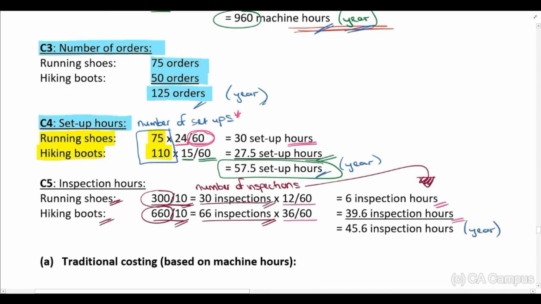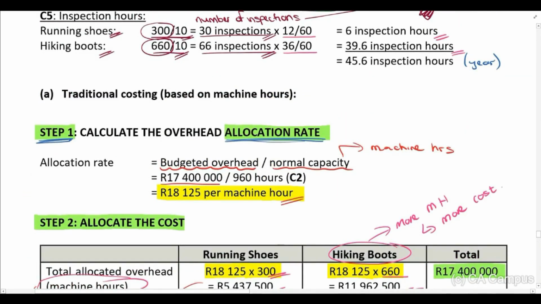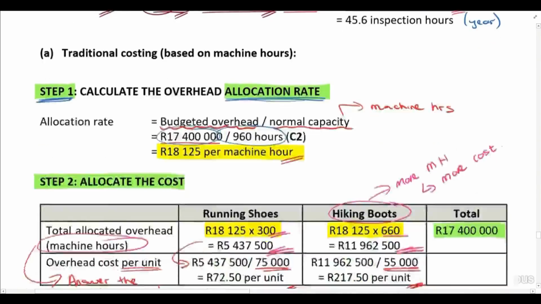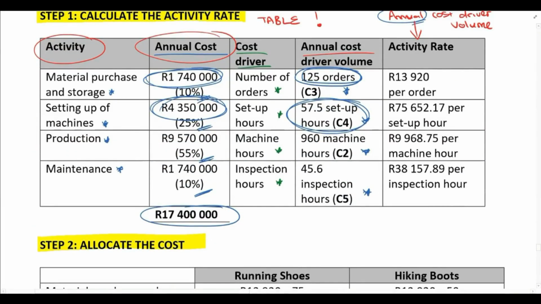You're being consistent. And you can see we're doing exactly the same thing that we did with traditional costing. We take the cost and we divide by our cost driver. But now we're not just doing the calculation once, we're doing the calculation 4 times. We take the cost, we divide by the cost driver, and we get a rate per order. The cost divided by the cost driver, get a rate per setup hour.